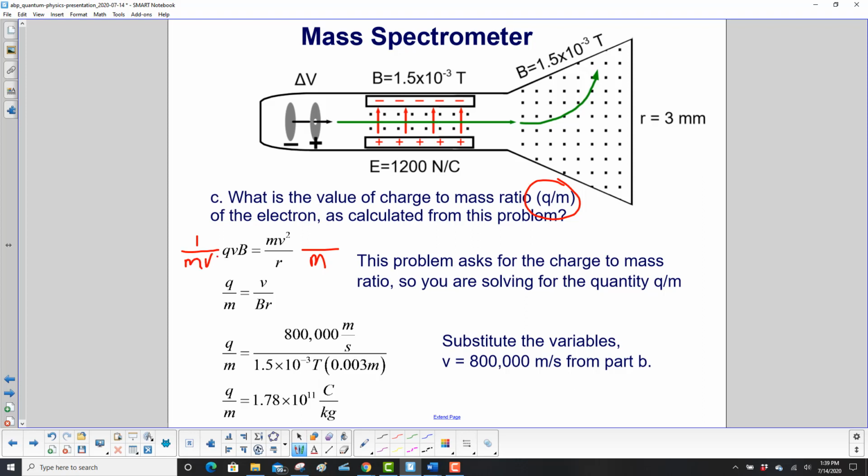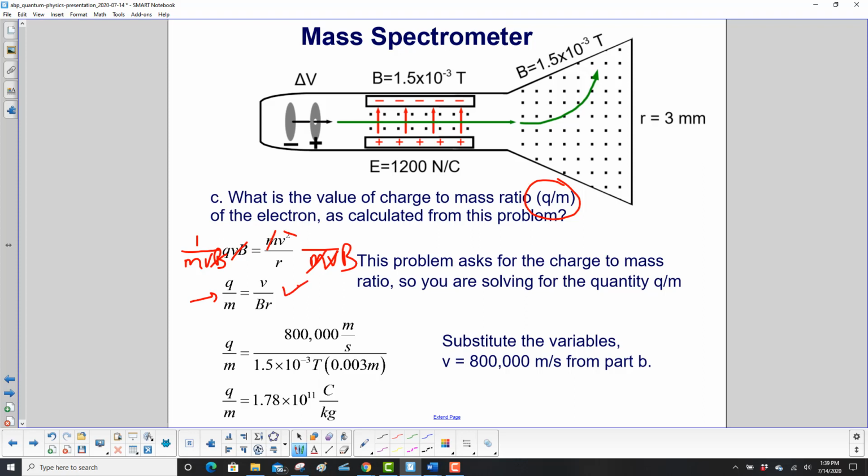So we'll divide the left-hand side by VB. We have to do the same thing to the right. And then let's see what happens to the left side. VB goes out, and we're left with Q over M. That's good. On the right side, M goes out. V cancels one of the V's here in the square, and we're left with V over BR.